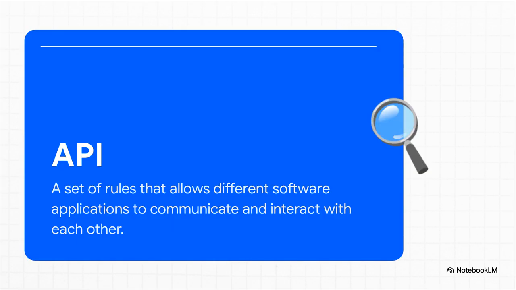So before we jump into the next feature, let's do a quick definition of an API. In the simplest terms, an API is basically a messenger. It takes a request from one app, tells another system what to do, and then brings back the response. It's just how different pieces of software talk to each other.